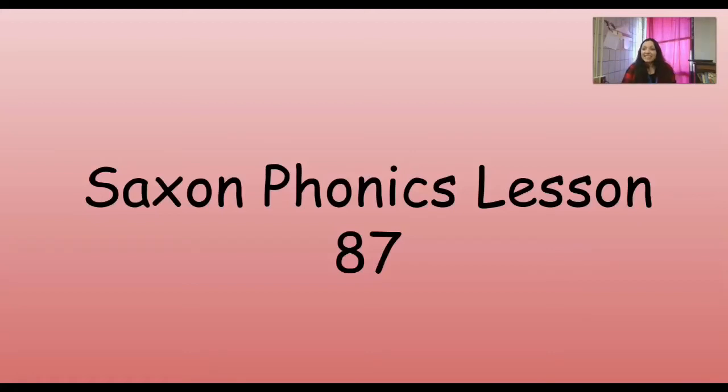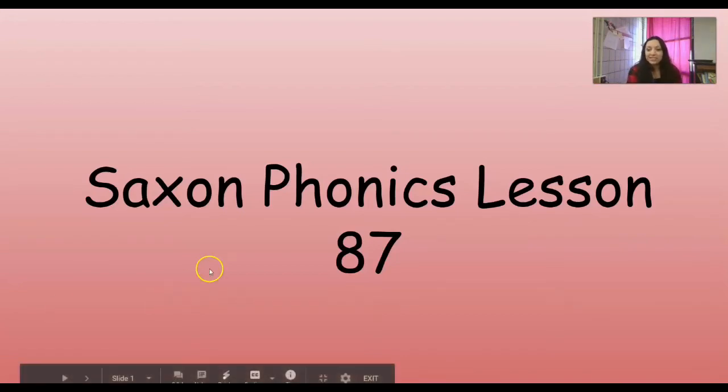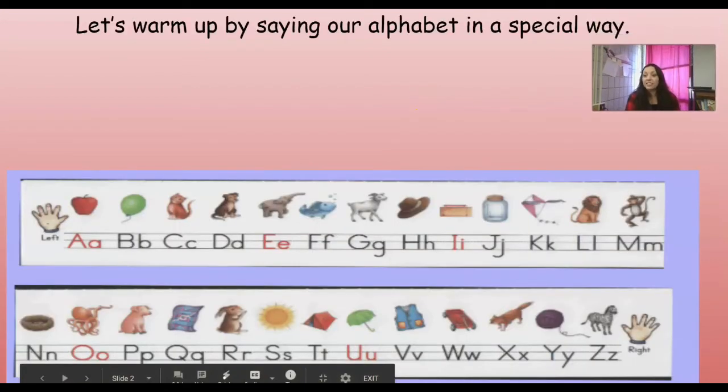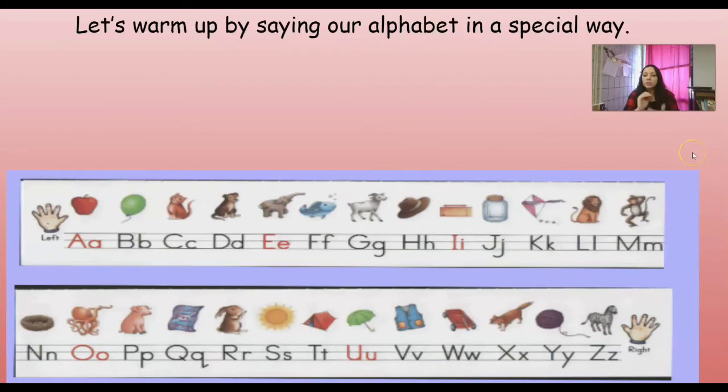Good morning, guys. So today we're ready for Saxon Phonics Lesson 87, and yesterday we focused on the vowel digraph EA. So let's see what we're going to focus on today. Okay, we're going to warm up by saying our alphabet in a special way, okay? So what we're going to do is think about our lowercase alphabet letters.